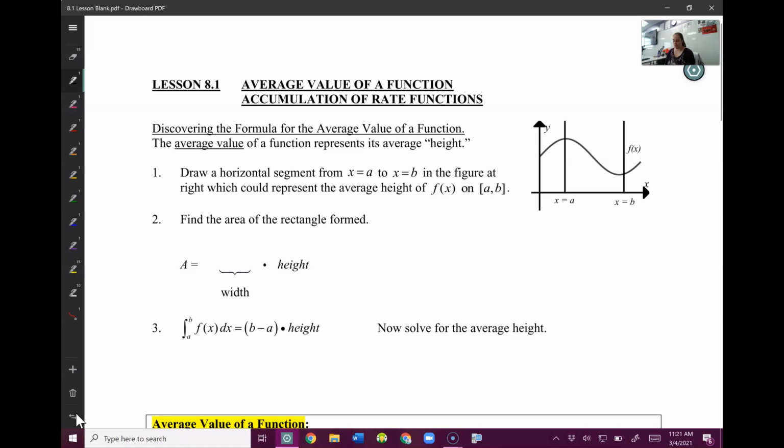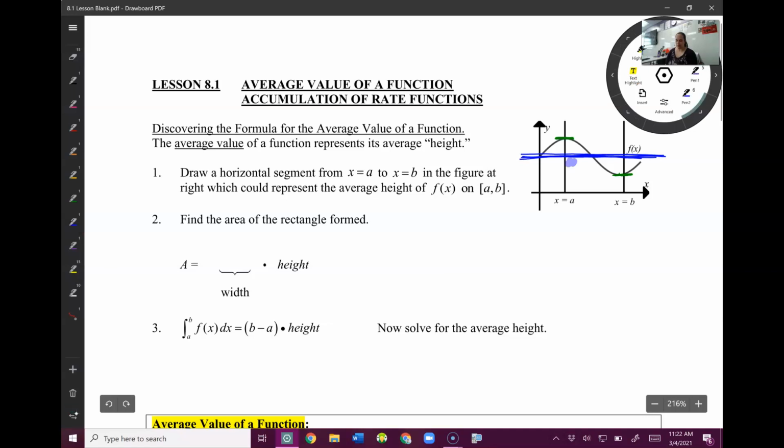Draw a horizontal segment from x equals a to x equals b, which represents the average height of f of x on this interval. So if I look at this, it looks like the max is probably there, and then b is there. So if I wanted to look at what the average height would be, probably about there-ish. Now it says, find the area of the rectangle formed. So the area of this average height rectangle.